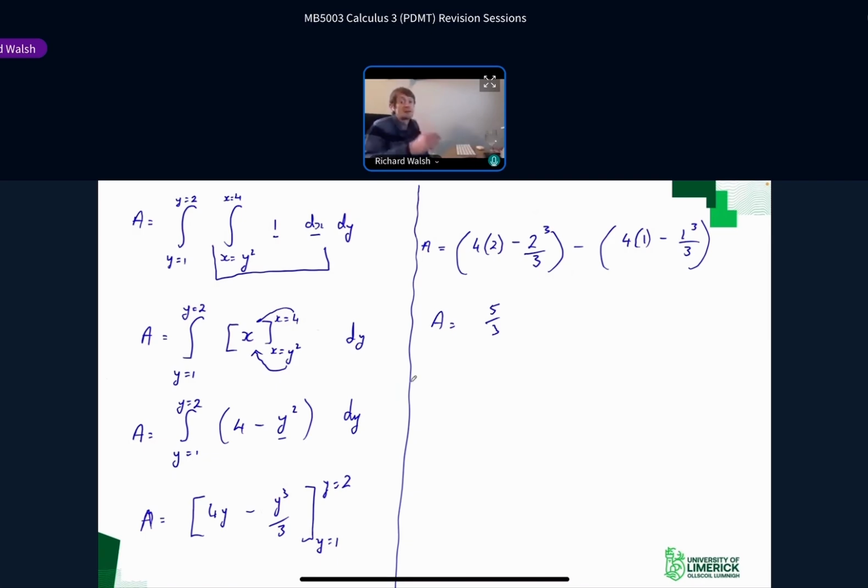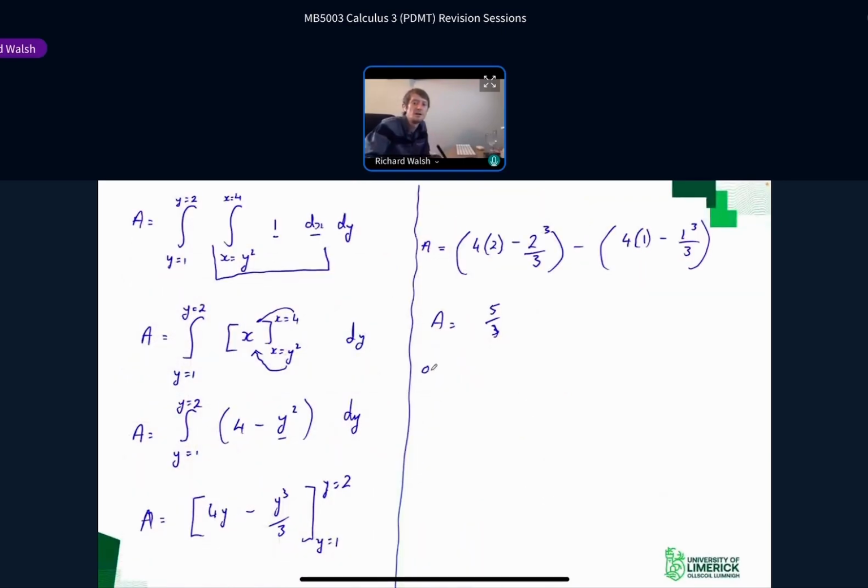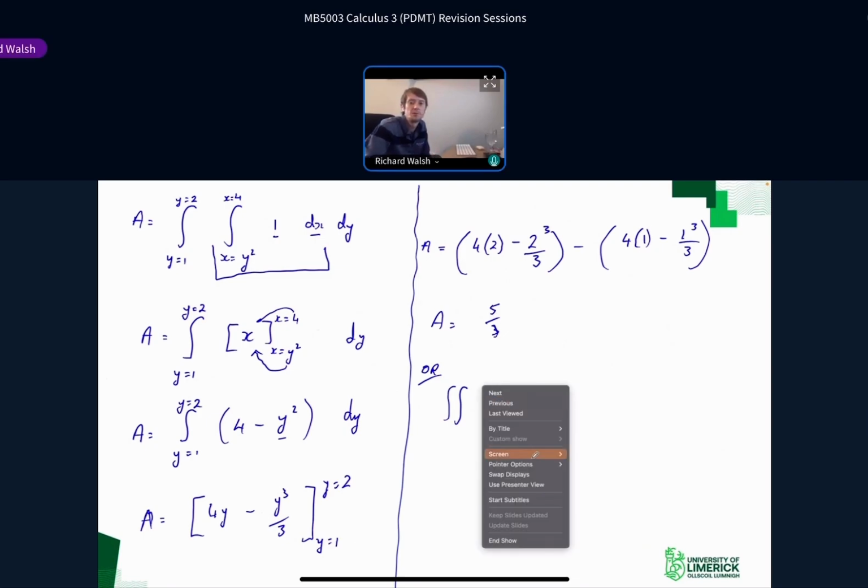As I said, you could have also taken the area integral the other way around. You could have said it's the double integral of 1 dy dx, and you would have had to set it up differently. So I'll just talk through it for the sake of it, right? You could have gone the other way. Leave a bit more room there.